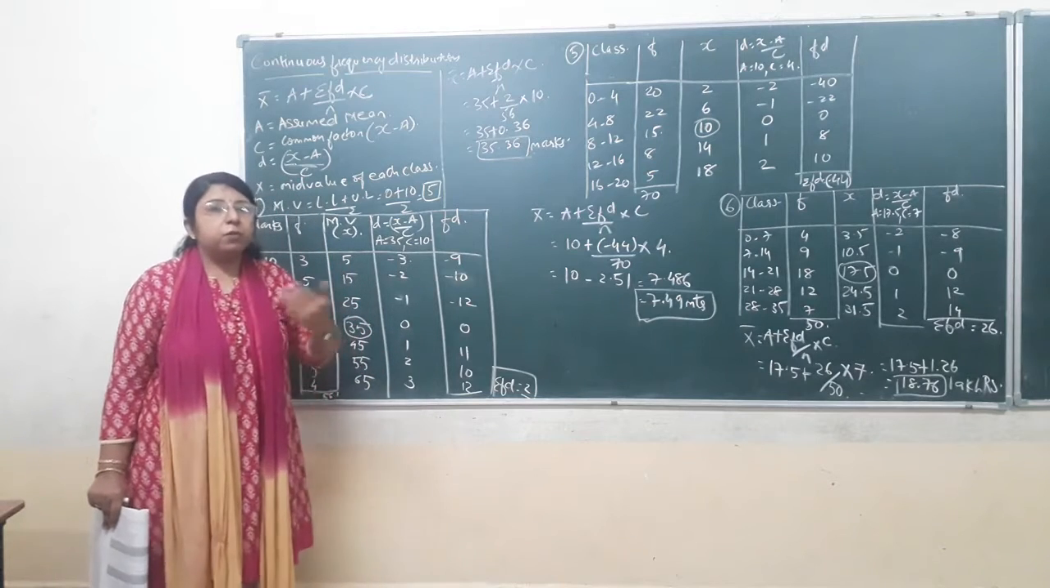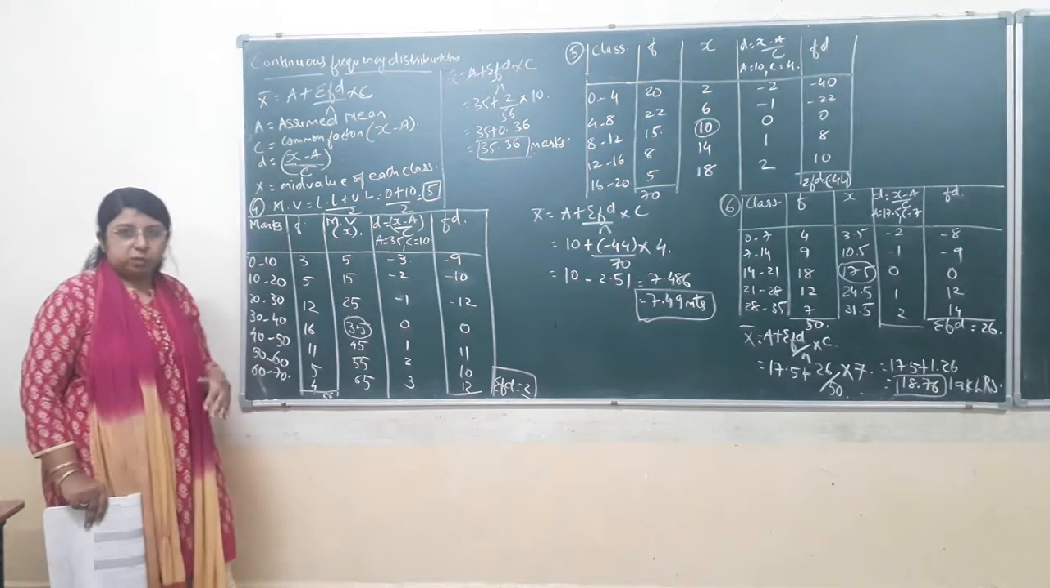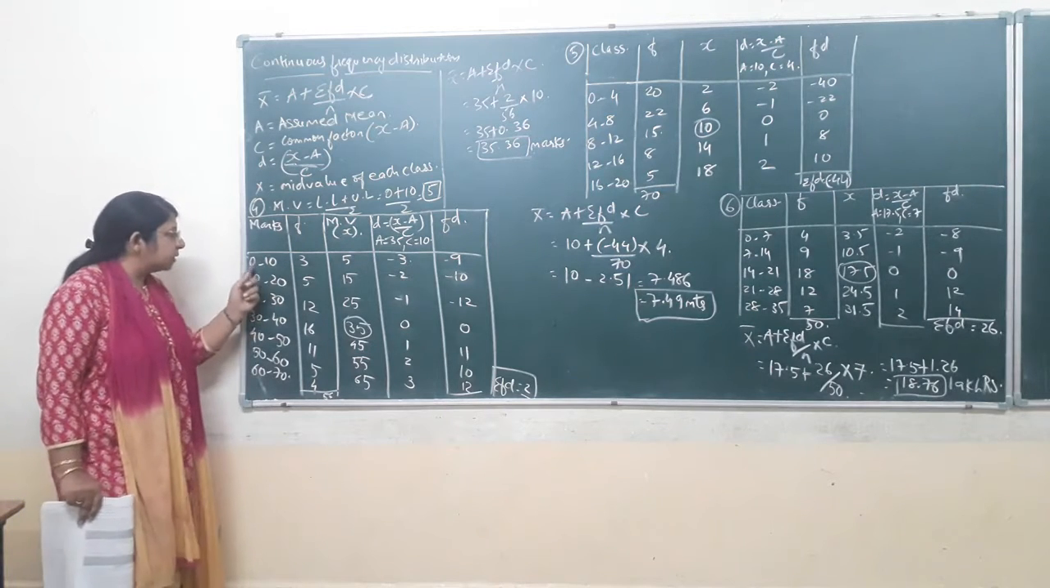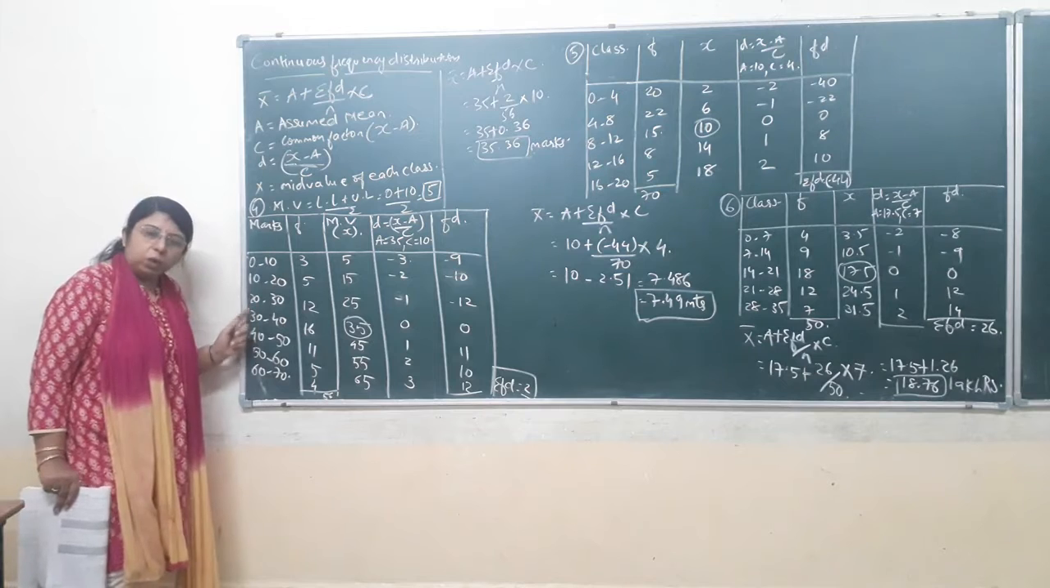If you remember, in the previous video lecture of chapter number 2 I also explained that if the class length is equal in all the classes, here you can see there is a gap of 10, that is, the class length is equal in all the classes.